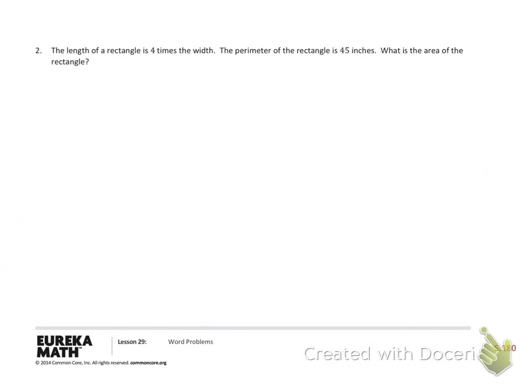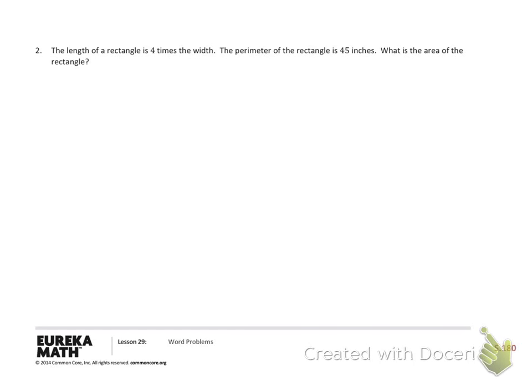Okay, number 2, a little bit of geometry here. So the length of a rectangle is 4 times the width. The perimeter of the rectangle is 45 inches. What is the area of the rectangle? So if you haven't done this one, pause, but if you're checking, just continue on.